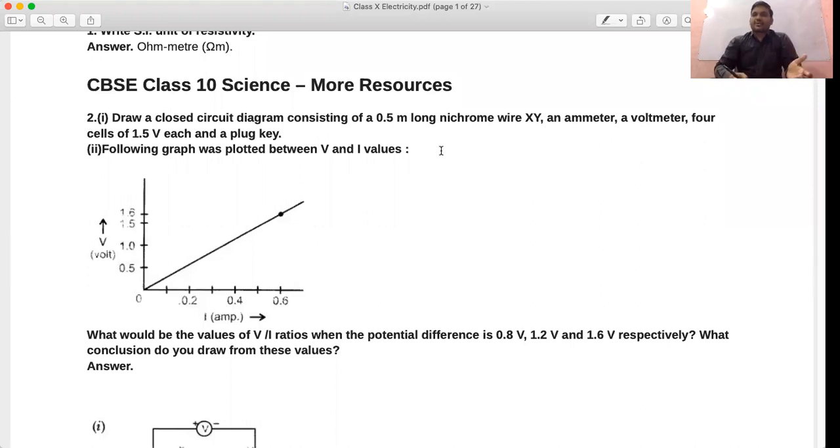Okay, so let's do the questions and understand them. We are starting from a very basic question: what is the unit of resistivity? That is what they have asked. You know well what the unit of resistivity is and how we can calculate it.